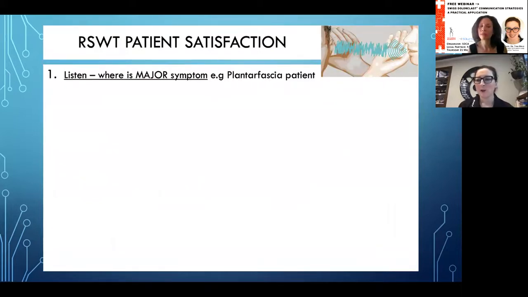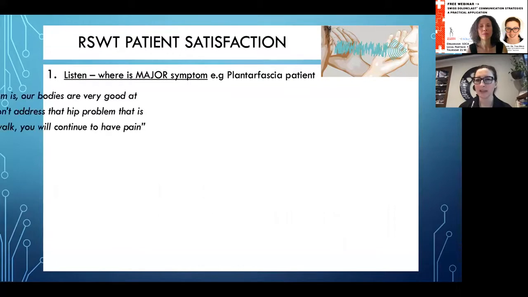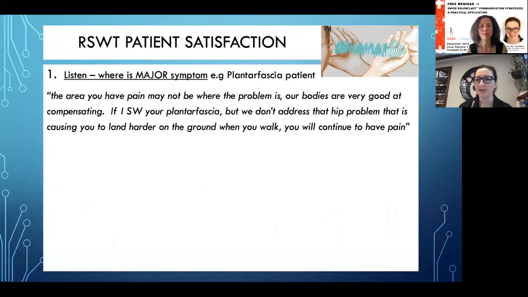So to make sure people are satisfied with the shockwave treatment you're delivering, listen: where is the major symptom? If it's a plantar fascia patient, sometimes where they're experiencing the pain is not where the problem is coming from. So if your diagnosis isn't correct, and someone comes in with plantar fascia and you automatically go, I'm going to treat the plantar fascia without assessing the rest of their body, there's a good chance you're not going to help them.